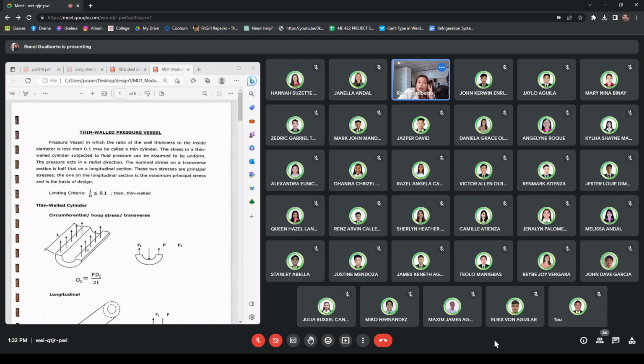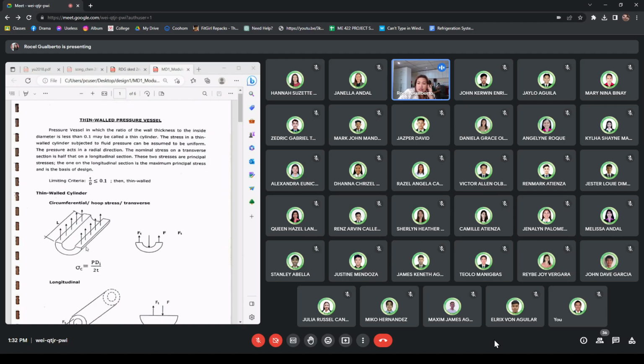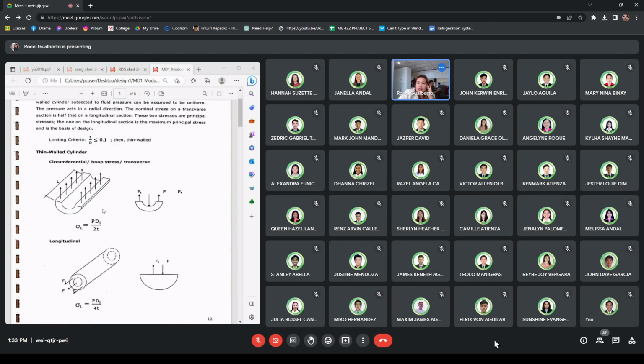Now, how do we design these pressure vessels? Again, sabi ko nga po, ang una nating titingnan would be the limiting criteria, to know whether the vessel is thin-walled or thick-walled. Once you know it's thin-walled, ano po yung gagawin natin to design the member? To determine the thickness of the plate to be used.